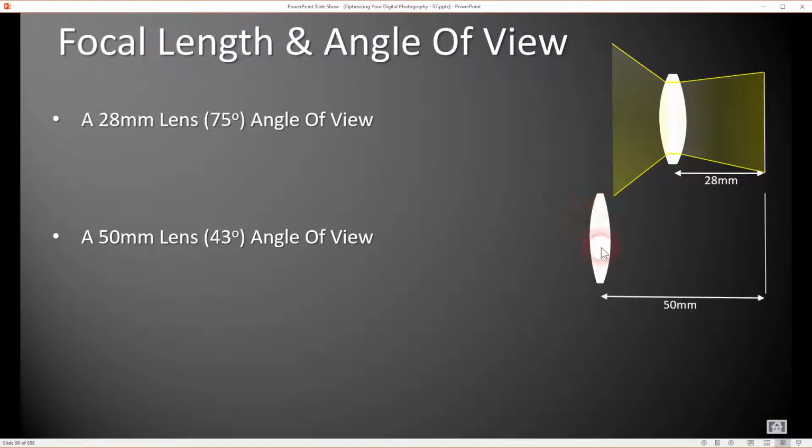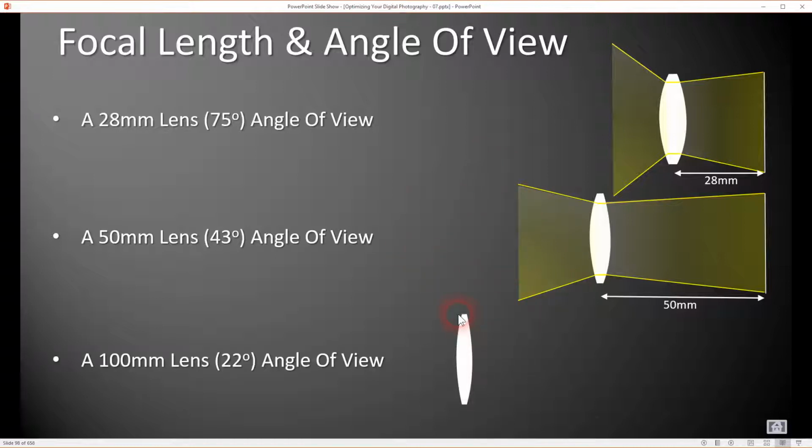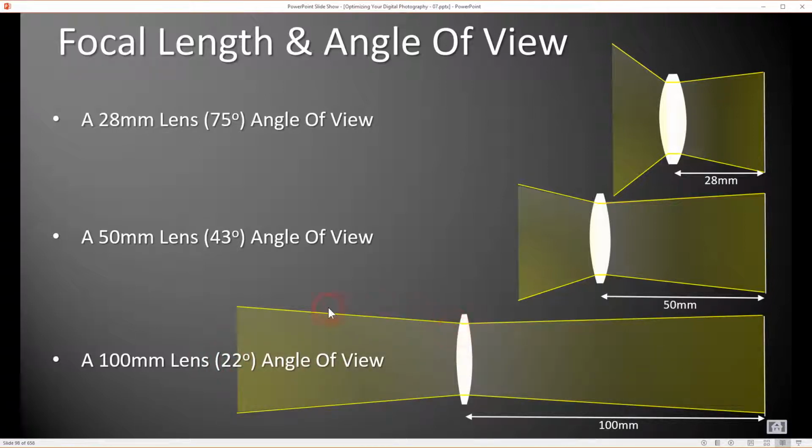A 50mm lens, 50mm from the sensor, will capture an angle of view of 43 degrees, which is narrower. So up there, everything in between, down to there. 100mm captures half of 43-ish, which is 22 degrees approximately. So that captures a much narrower angle of view.